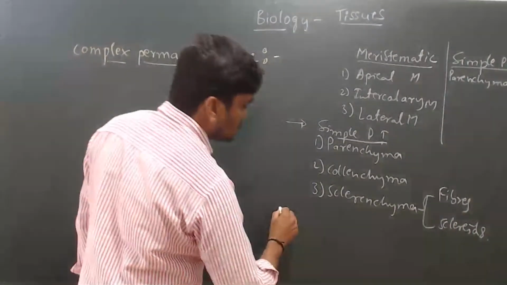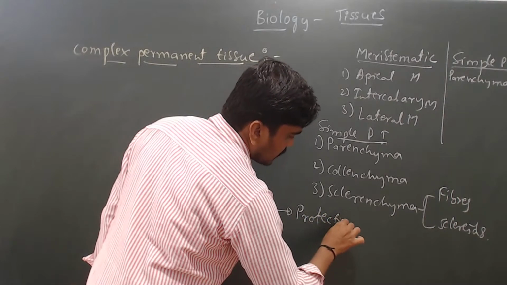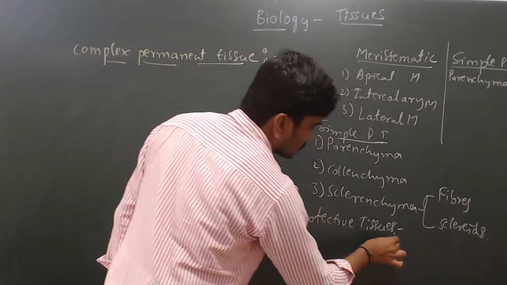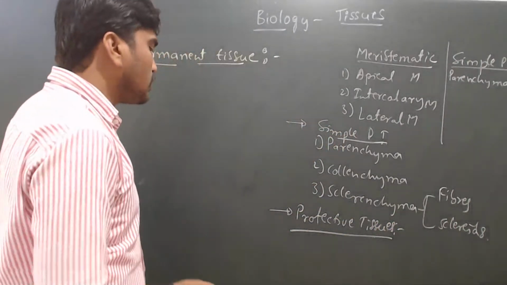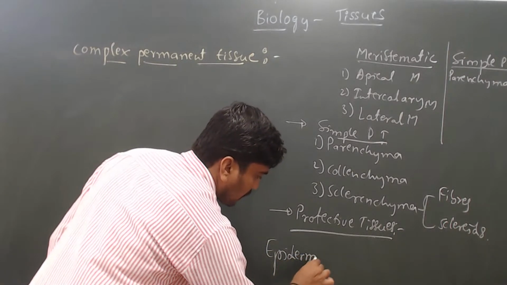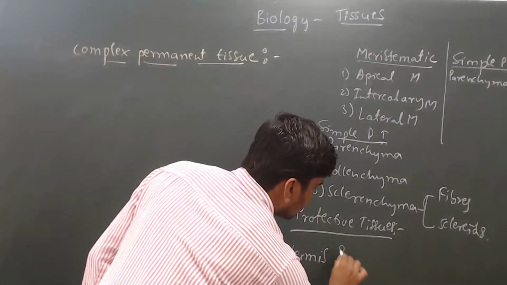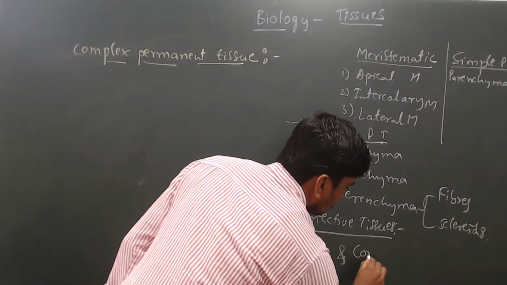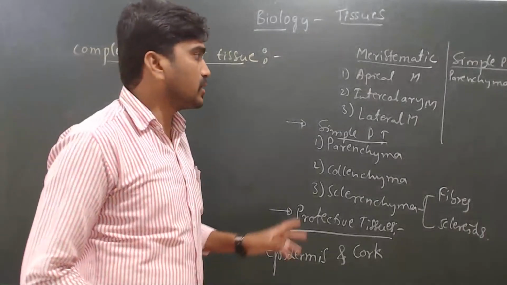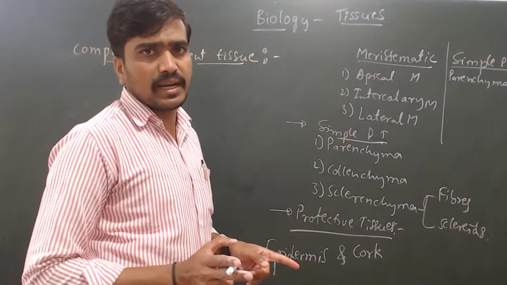Then after this, there are another two that we call protective tissues. Yesterday we discussed protective tissues. Again, these protective tissues are of two types: one is called epidermis and another one is called cork. These are the main two types of protective tissue.